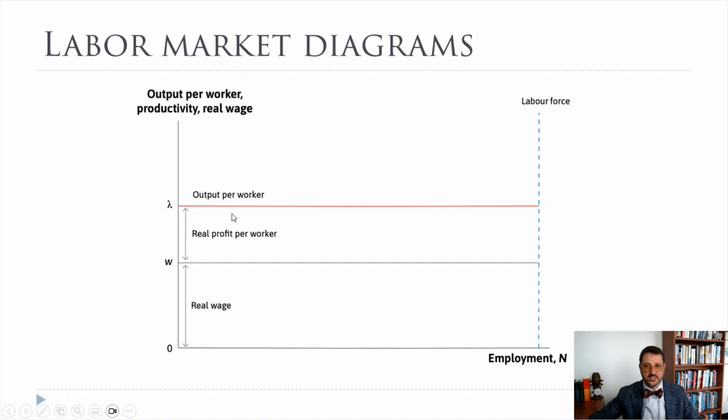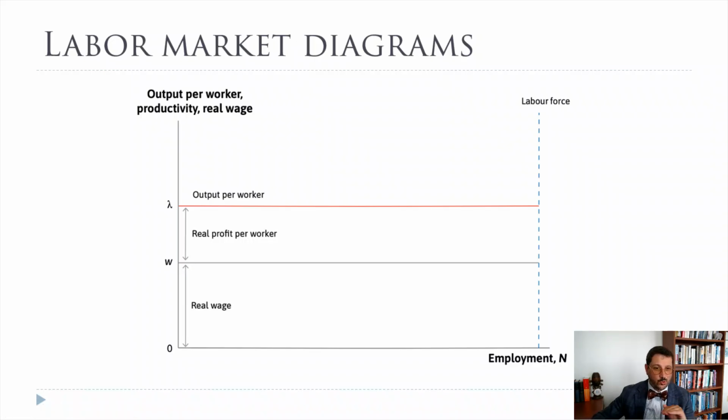And so this distance is going to be very important both for the firms, because that's how much profit they're getting, but also for the workers, because everything that goes to the firm as profit is something that they are not getting in terms of the real wage. And so we can measure that real wage up from the origin at 0 up to W, and that is what workers are going to get.